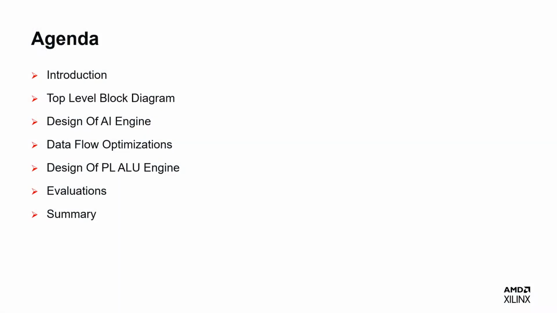I will divide my presentation into 7 parts. First of all, I'm going to start with introduction and the top-level design. Then I will discuss the design of AI engine at each loop level. Next, I'm going to introduce the data flow optimizations, then the design of ALU engine at the PL side, and then the evaluations.